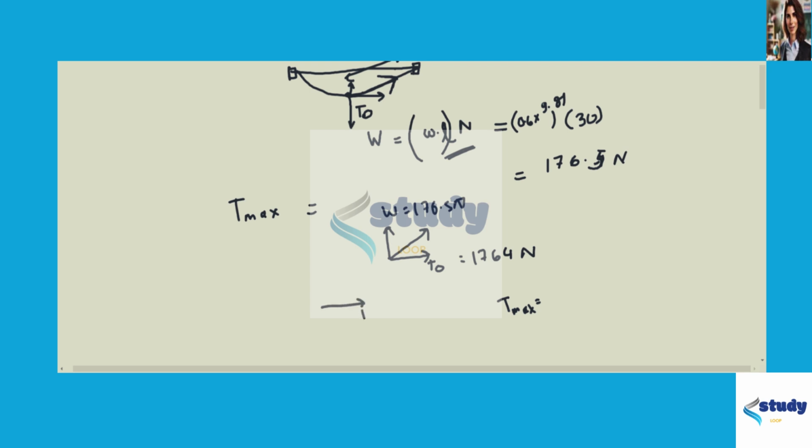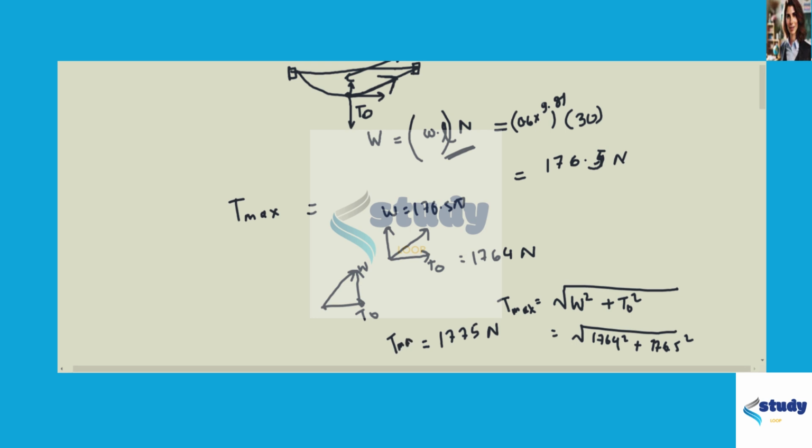So if T naught is here and W is here, this is the hypotenuse of the two, and this is equal to under root of W square plus T naught square, and this will be equal to under root of 1764 square plus 176.5 square, and this maximum tension would come to be equal to 1775 Newton. So this is the solution of the first part. The maximum tension is 1775 newtons.